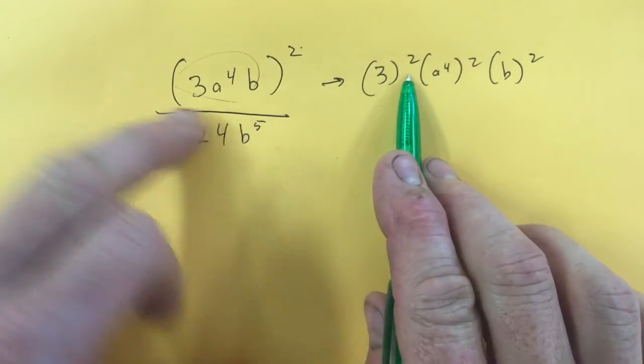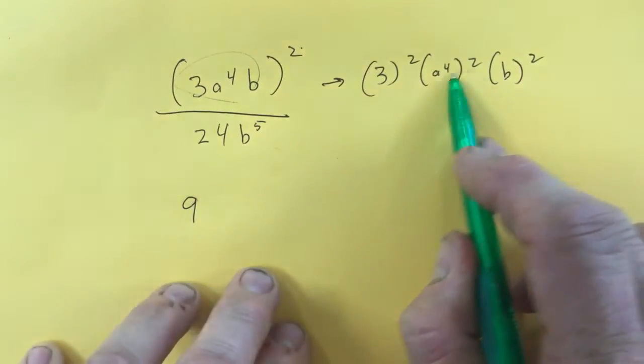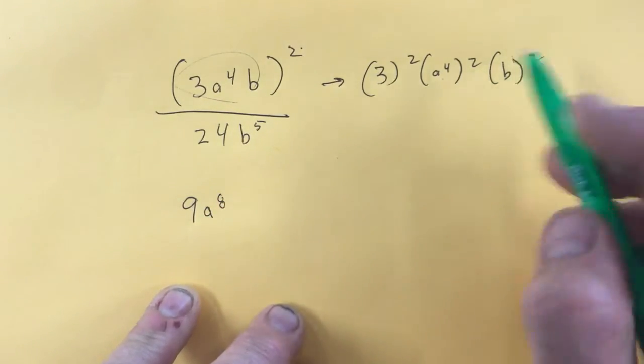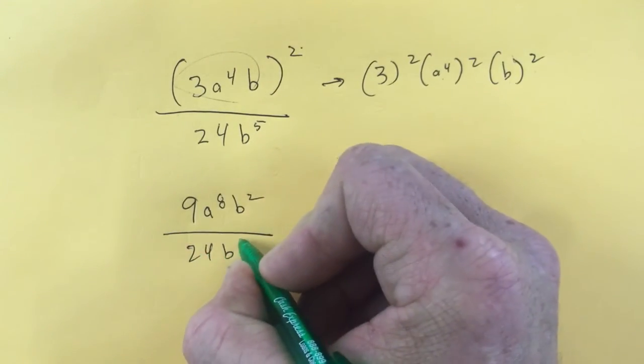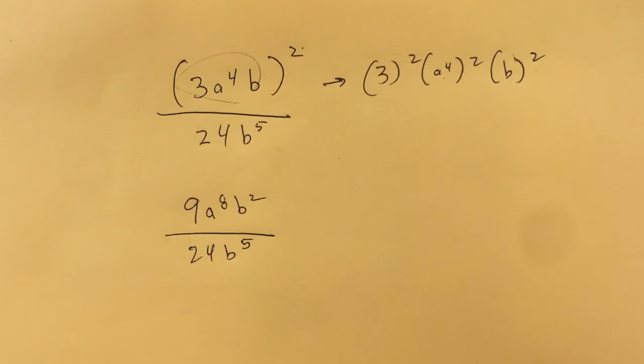So right here, 3 squared would be 9. A to the 4th squared, I multiply those, so that's going to be a to the 8th. And then this is going to be b to the 1 squared, so that's just b squared. Okay, on the bottom now, we didn't have anything going on there, so we just write it down.